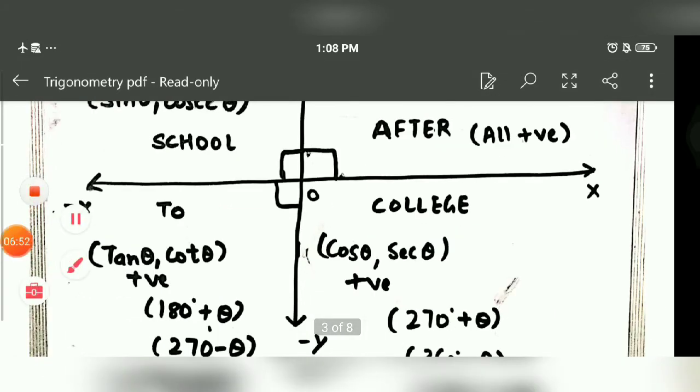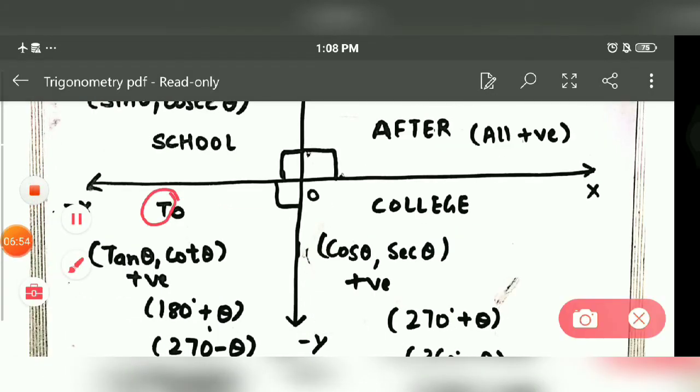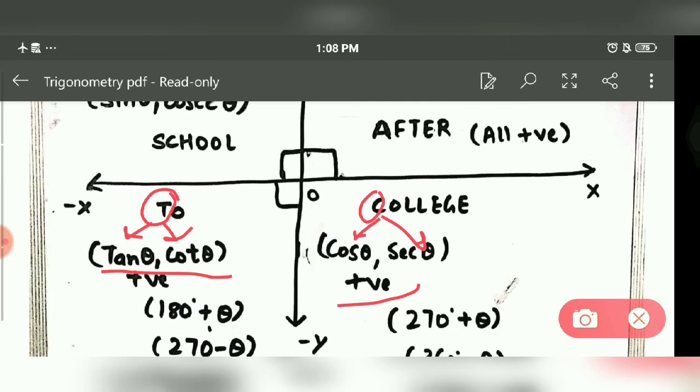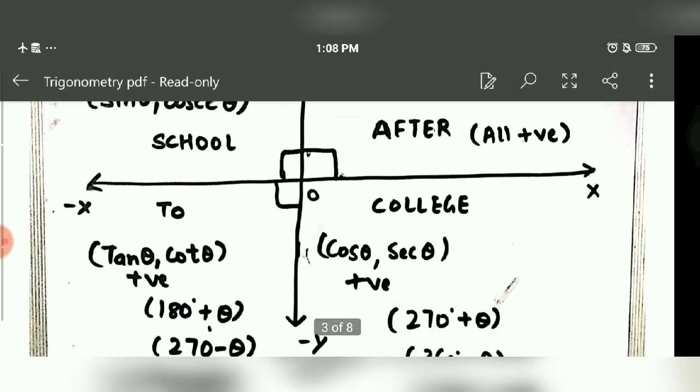In the third, the first letter is T. T means tan, and opposite to that is cot. Tan and cot are positive, the rest are negative. Fourth, C. C means cos. Cos and secant are positive, but the rest are negative. Which ones are the rest? Sine, tan, cot, and cosecant are negative in the fourth quadrant.